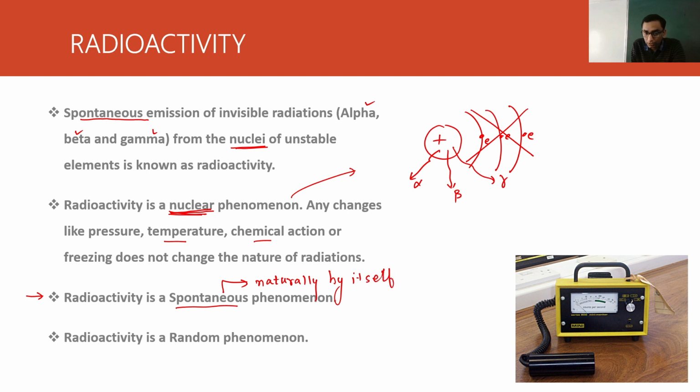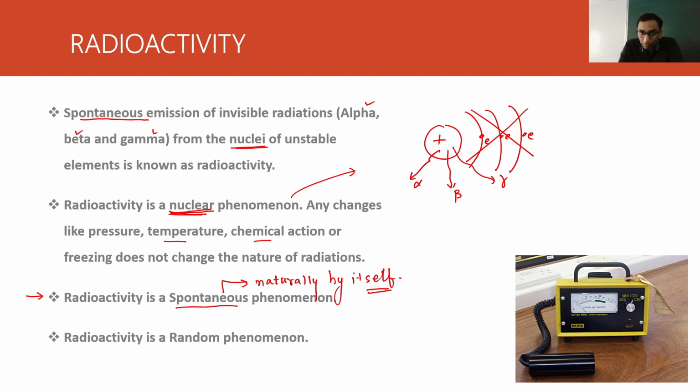We do not induce radioactivity. We can't say, "Okay, nucleus, come on, start emitting radiations." It doesn't happen that way. If a nucleus is radioactive, then it is going to emit radiations on its own. You cannot stop those radiations by heating, by adding any kind of chemicals to it, or by making a chemical reaction with that radioactive element. Nothing is going to stop the radiations.